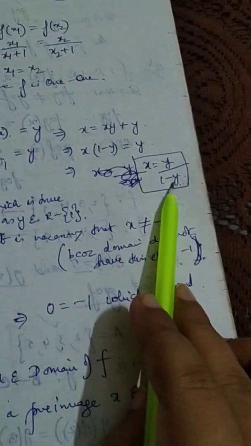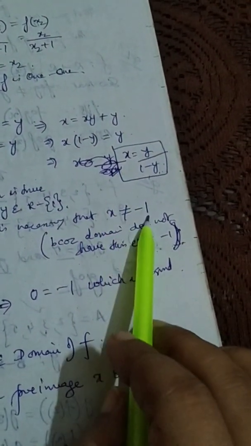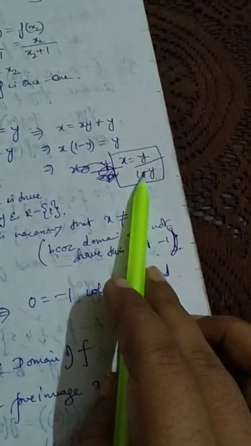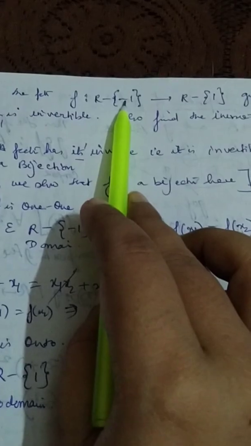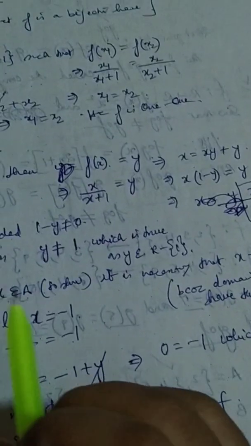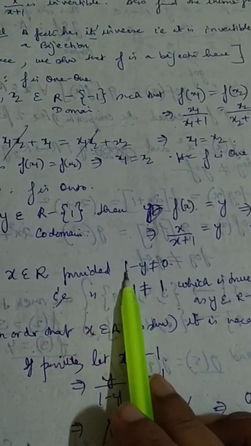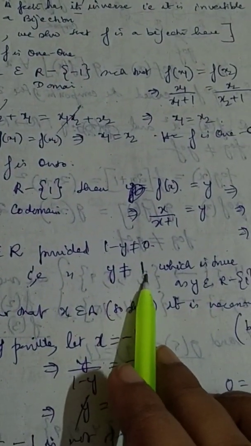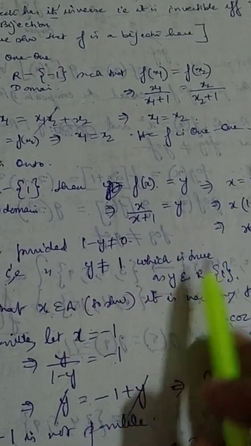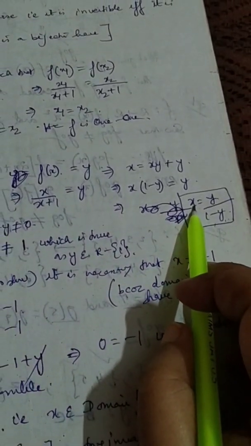So this x will exist and it is a real number, but we have to check whether x is minus 1 or not, because x should not be minus 1, because minus 1 does not belong to the domain. So that has to be checked. So clearly x belongs to R provided 1 minus y not equal to 0, that is denominator not equal to 0, what I said verbally. So therefore y is not equal to 1, which is true because y belongs to R minus 1. So definitely x belongs to R.